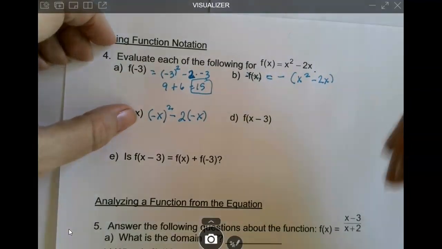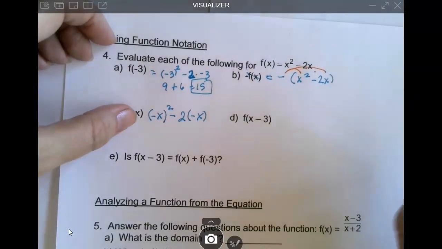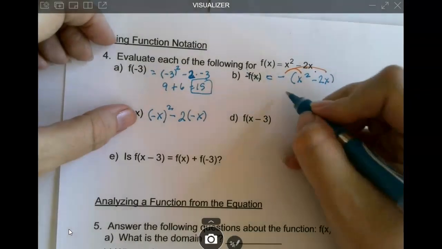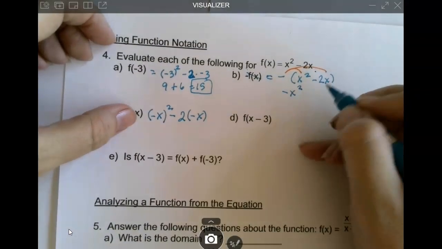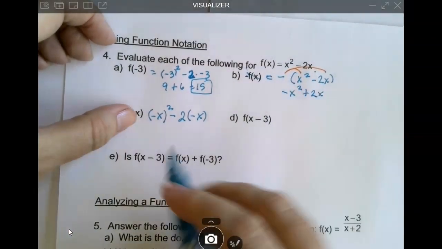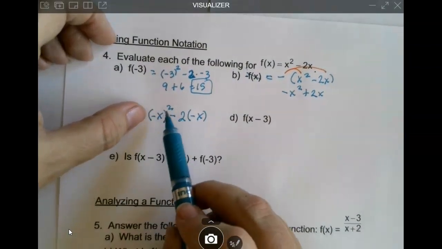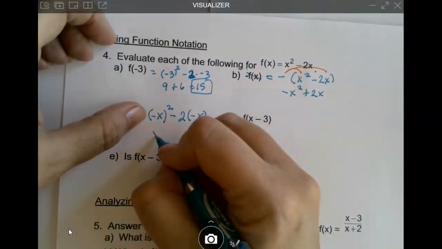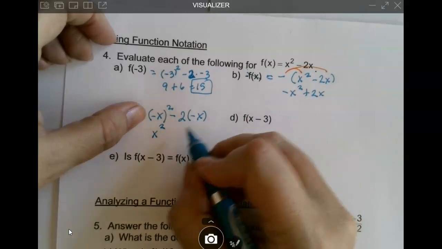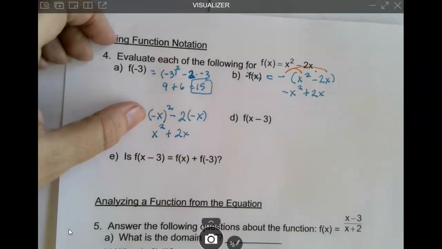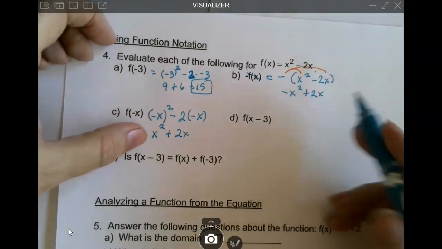Here I'm going to distribute this negative like this, and I'm going to get negative x squared, and then that one's going to be a positive 2x. Here, this one's positive, because a negative times a negative is a positive, and then this makes a positive here. So notice those didn't come out the same.